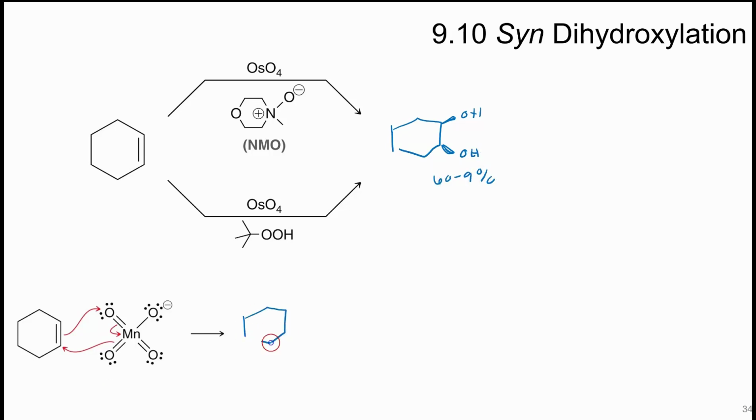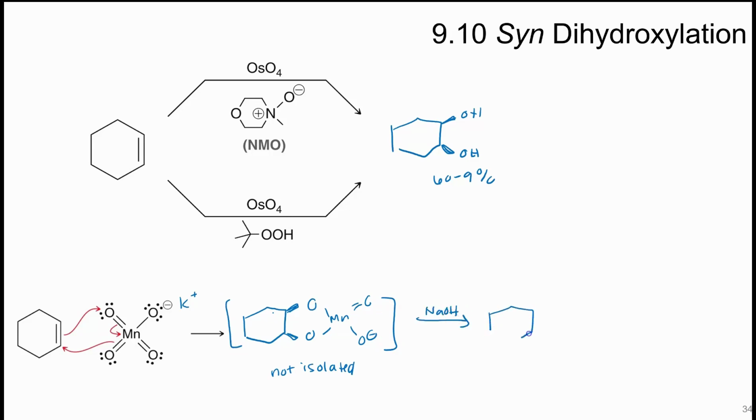You can also use potassium permanganate, or KMnO4. This is an intermediate that is not isolated. Once we add sodium hydroxide to that, you get the diol in 85% yield. So OsO4 is expensive, which is why we might want to use the KMnO4, and you can use milder conditions.